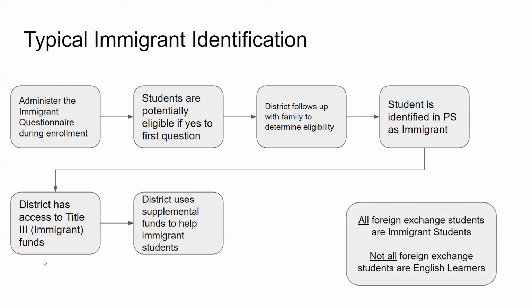So what about foreign exchange students? Foreign exchange student host families fill out the home language survey and the immigrant questionnaire on enrollment. Students may or may not qualify as EL depending on their native language. For example, foreign exchange students from England or Australia likely have a primary language of English and would check no. Students from Japan or France likely have a primary language of Japanese or French and would check yes. All foreign exchange students are immigrant students and they should be marked accordingly.